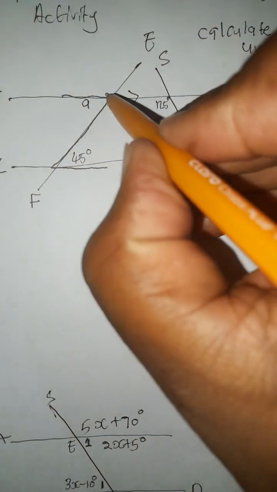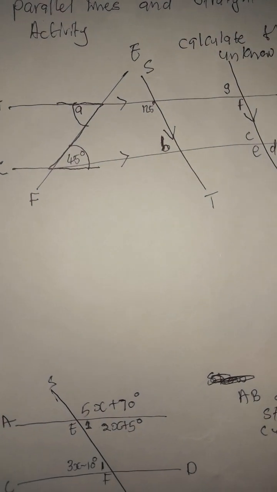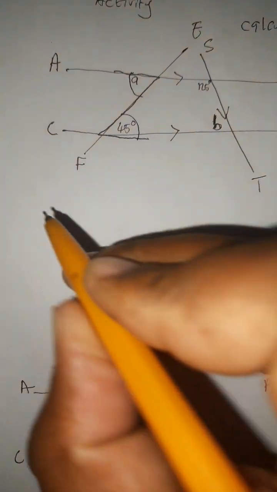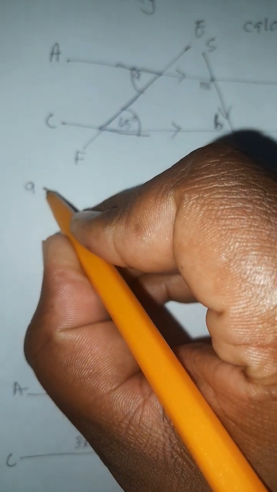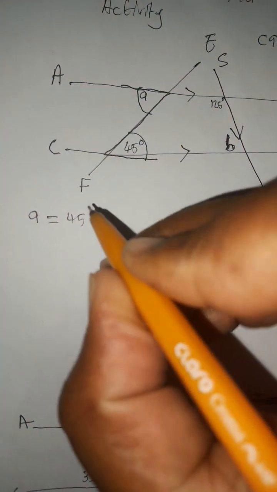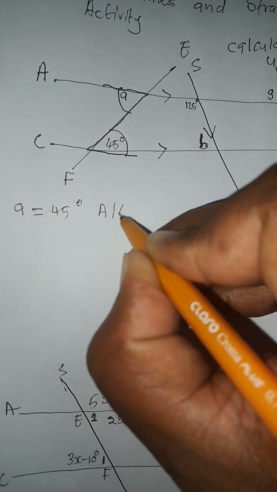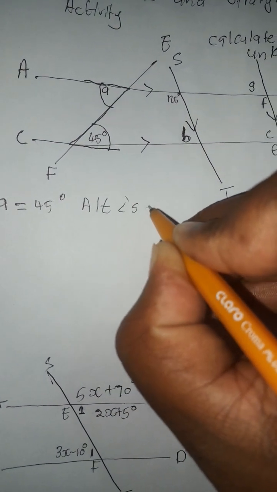Once you see the Z shape, it means that this will be equal to this. This angle will be equal to that angle. Do you see that? It means that A is equal to 45 degrees. So we call that alternate angles. They form a Z shape, right? Alternate angles equal.